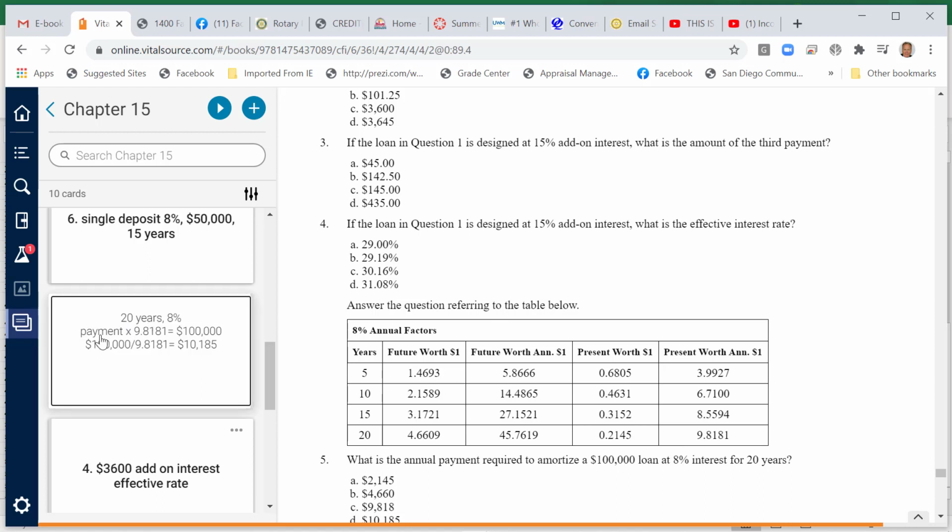And in the book, it says that the payment times the factor, right here, 9.8181, is equal to $100,000. But I don't know what the payment is. So using a little simple algebra, if I divide both sides by my factor, ultimately I would divide my factor into $100,000 and come up with $10,185. So that's what I would have to put in the bank annually at 8% interest over 20 years to come up with $100,000. And that's the present worth of an annuity.